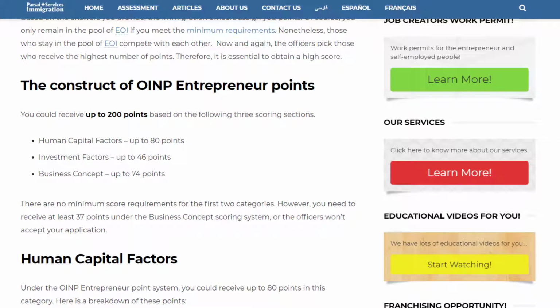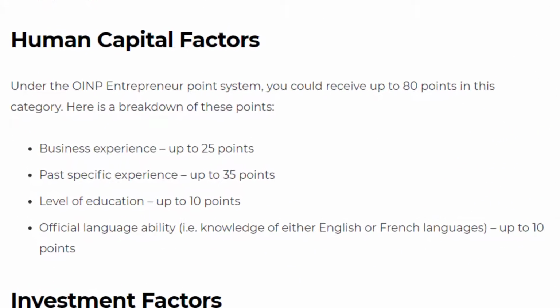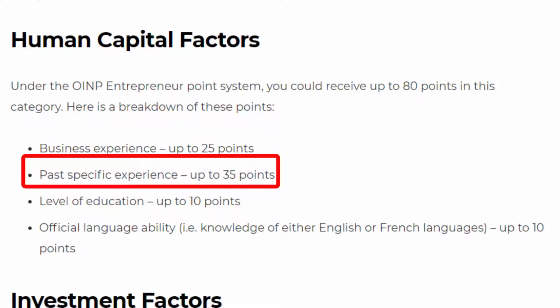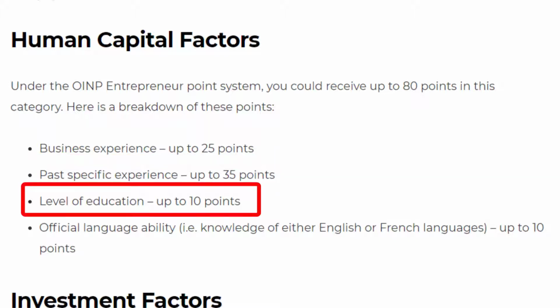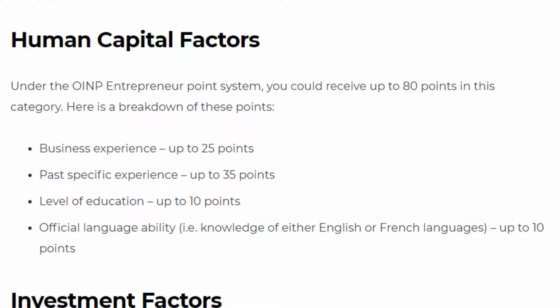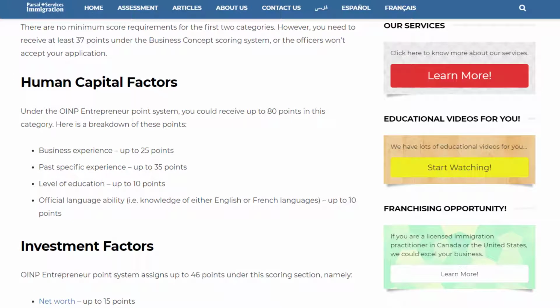In terms of the breakdown of human capital factors, they look at your business experience and you receive up to 25 points. They look at your past specific experience, I'll show you those options, and you receive up to 35 points. Level of education is up to 10 points, and official language ability is up to 10 points. At the time of expression of interest, you do not need to take an IELTS test or a language test. However, if you have not taken an official language test, then unfortunately you cannot claim points.